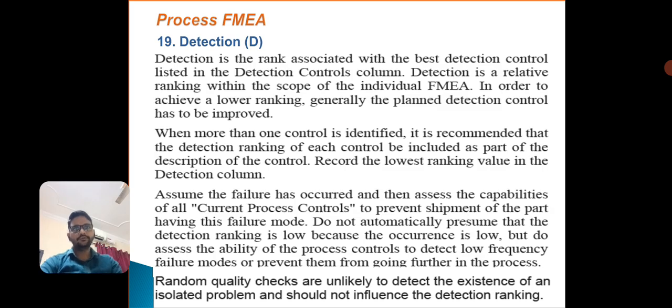Assume the failure has occurred and then assess the capability of all current process controls to prevent shipment of the part having this failure mode. Do not automatically presume that the ability of process control to detect low frequency failure modes or prevent them is going further in the process. Random quality checks are unlikely to detect the existence of an isolated problem and should not influence the detection ranking.